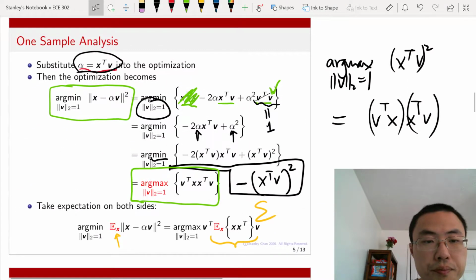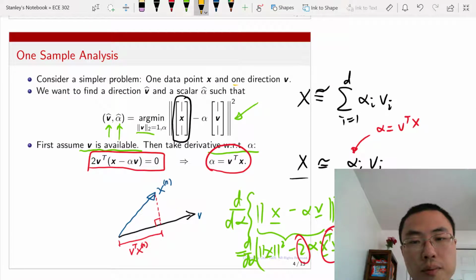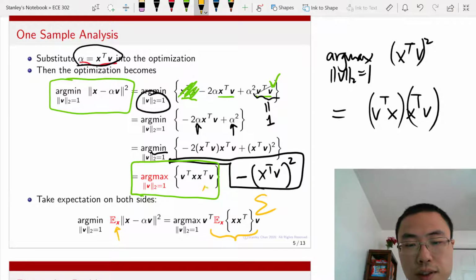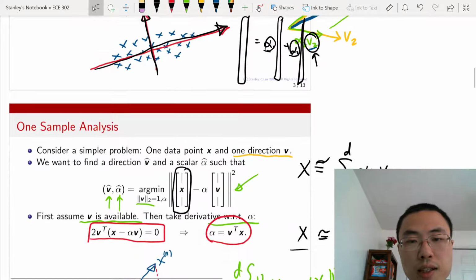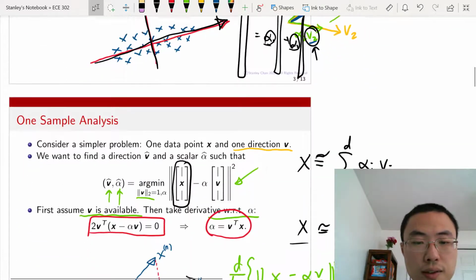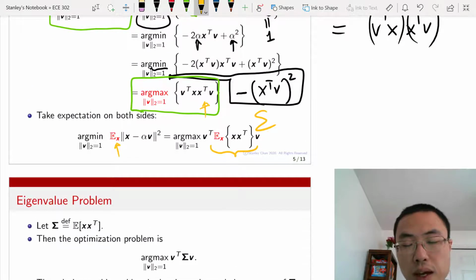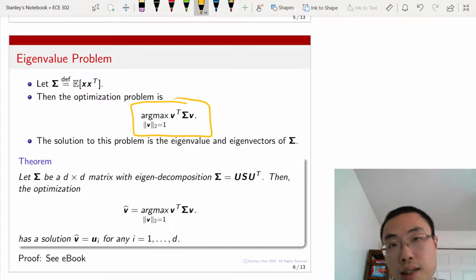This problem says that if you want to find one principal direction for one data point, then the solution is given by the optimization of this thing. If you have many data points, and you take the expectation over all the possible x, then your solution will also be the solution of this maximization problem. And this maximization problem is exactly the same as the one that leads to the eigen decomposition result.